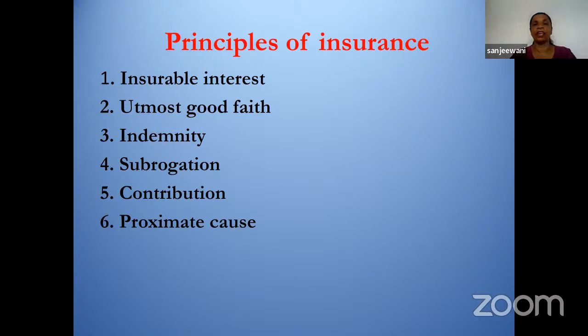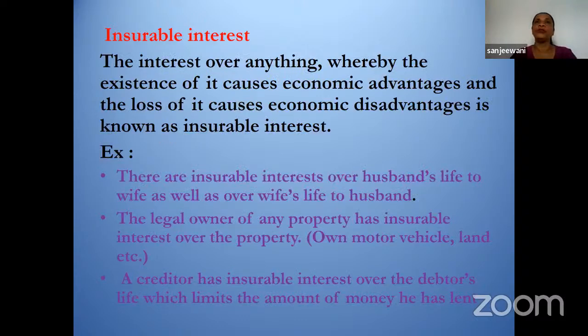It is like this, children. Insurable interest is this: by having a property, if you get an economic advantage, or by not having that property, if you get an economic disadvantage, then we can say that you have an insurable interest. Suppose you have a house. By having that you will get an economic advantage, and by losing it you will get an economic disadvantage, because it's your house. So that means you have an insurable interest over that property.